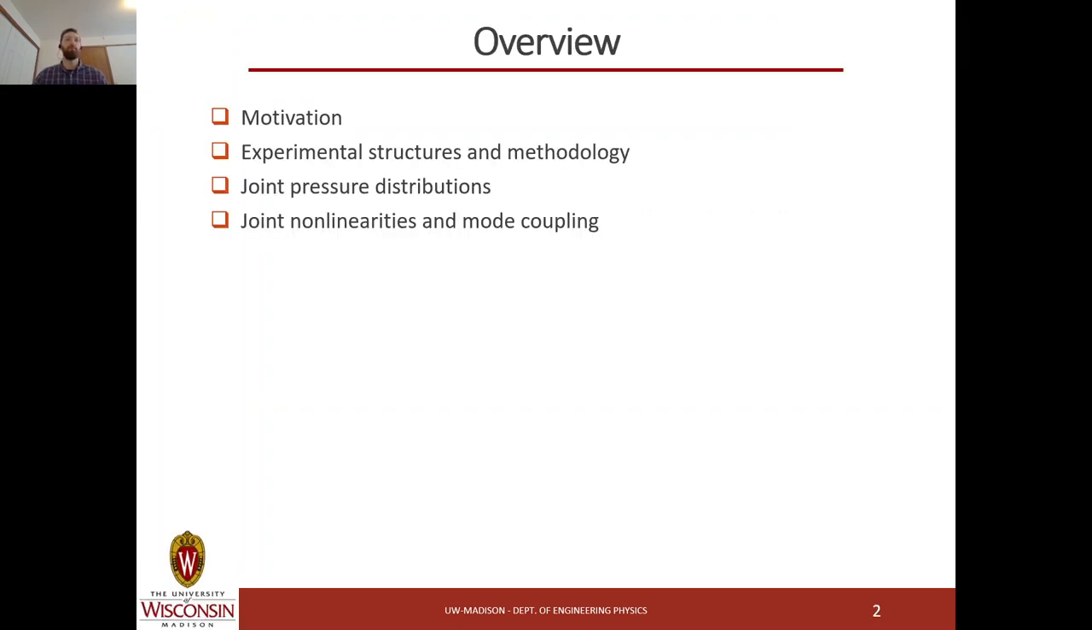As a quick overview, first I'll talk about our motivation. What are joint nonlinearities and why are we concerned with mode coupling? Then I'll talk about an overview of our experimental setup with the two sets of beams that we used. And then we'll talk about the differences between the two sets of beams with their joint pressure distributions and how they contrast. Then we'll talk about our experimental results with joint nonlinearities and how it relates to mode coupling.